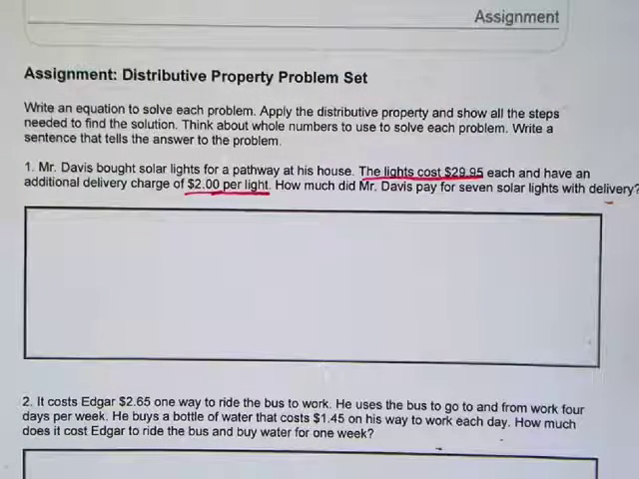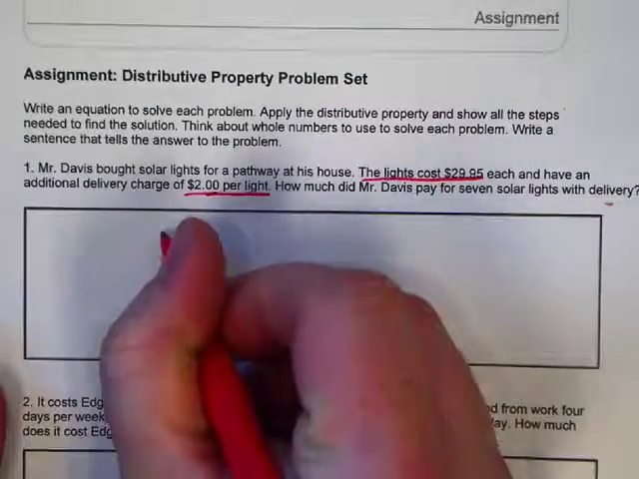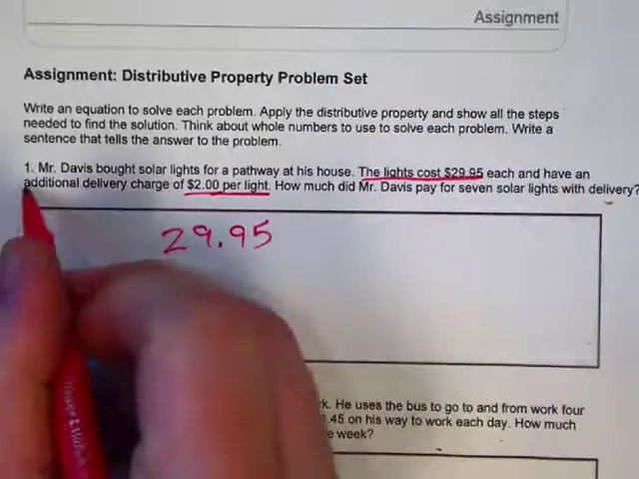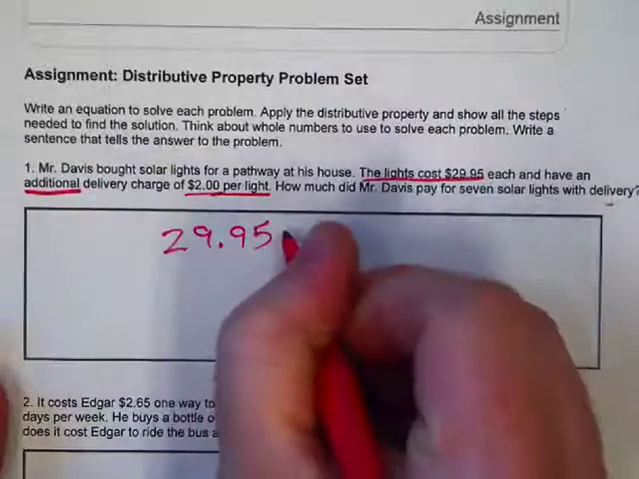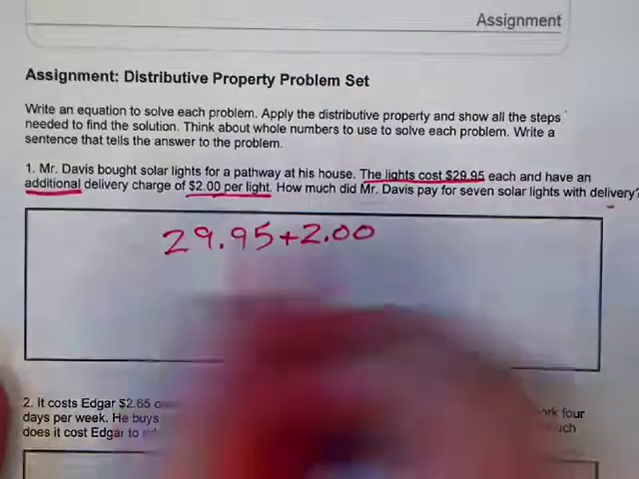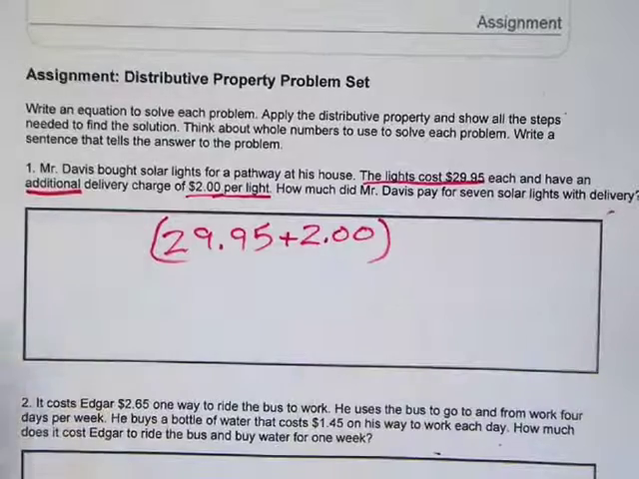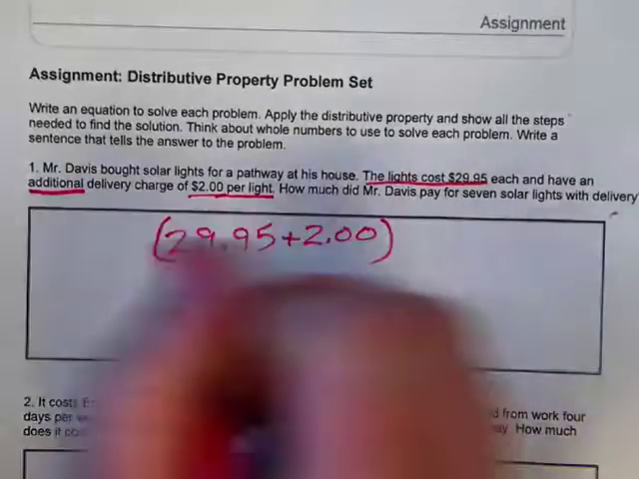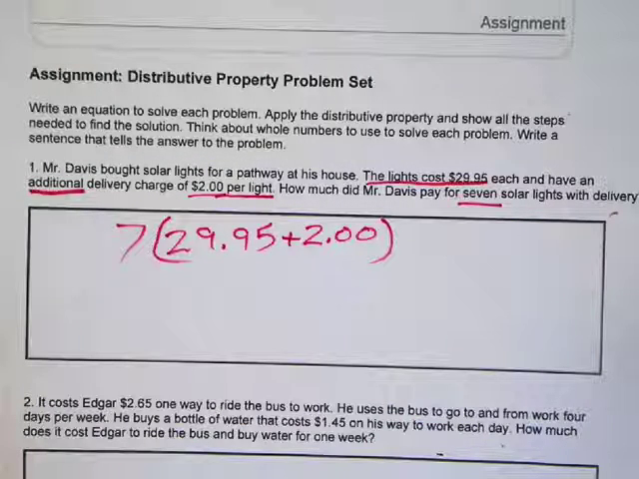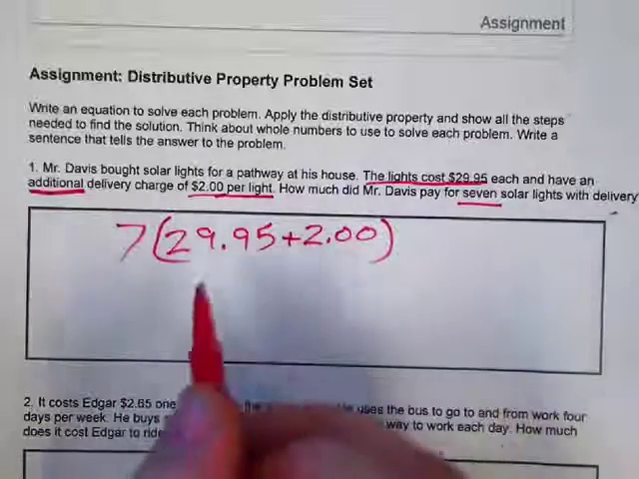Okay, well, let's think about what's going on. He pays $29.95 for each light and has an additional delivery, so we're going to say plus $2 per light. So every single light he has to pay that, no matter what. That's just what he has to pay. With that in mind, he is having 7 solar lights. So there's our distributive property. Okay, and let's go ahead and solve this.